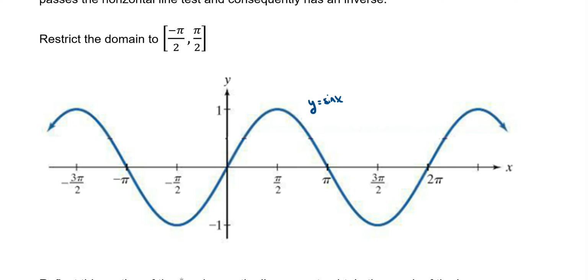So what we actually do, in order for it to pass the horizontal line test, we restrict the domain from negative pi over 2 to positive pi over 2. So basically what we're doing is pretending like sine only exists from negative pi over 2 to pi over 2, which is that little sliver of the function between those two values. If it only exists on this little interval right in here, then it does pass the horizontal line test, meaning it will have an inverse function.